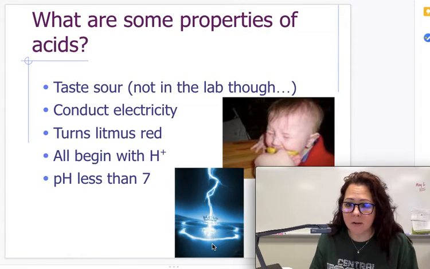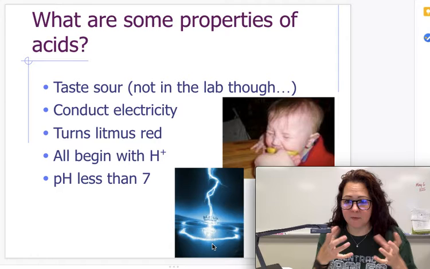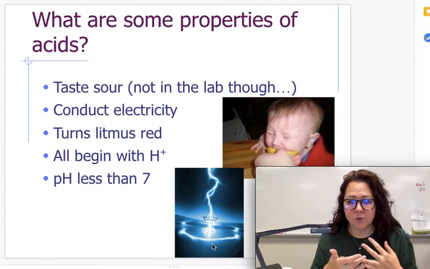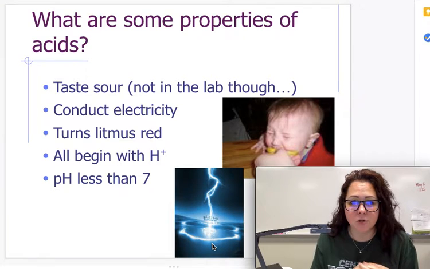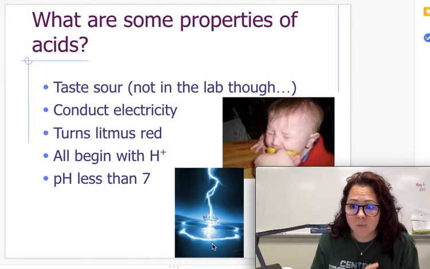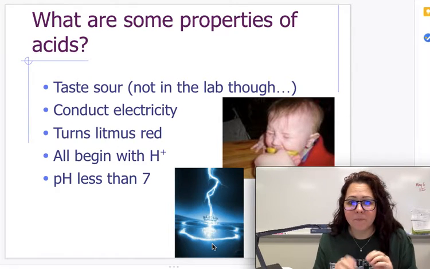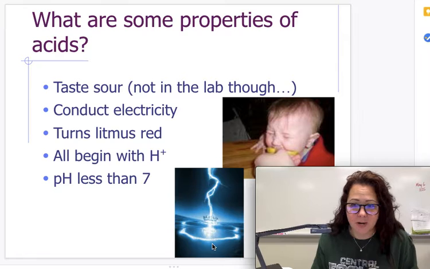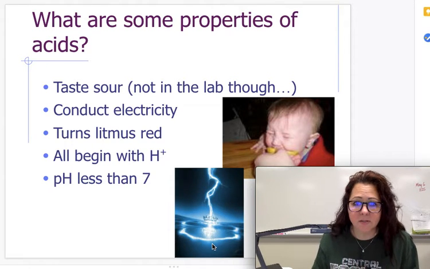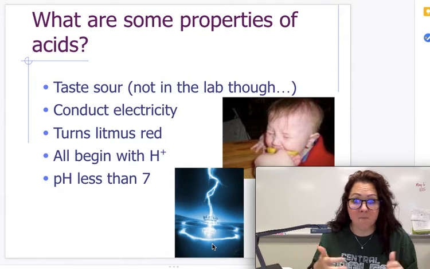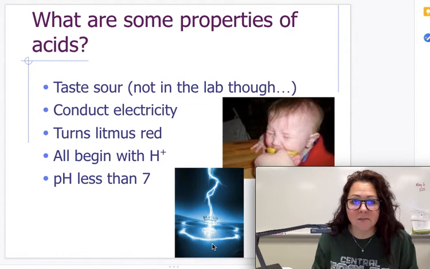So they're all ionic compounds, so you have ions floating around in the solution. They go through dissociation. They're going to conduct electricity because they have positive charges and negative charges. They turn litmus paper red, and I've got a slide with a better picture of litmus paper in a second, but acids are red. They all start with hydrogen ions. That means that they have hydrogen ions present. The definition of an acid is something that has hydrogen ions. So they're all going to have hydrogen ions, and they're all going to be written in the first spot.